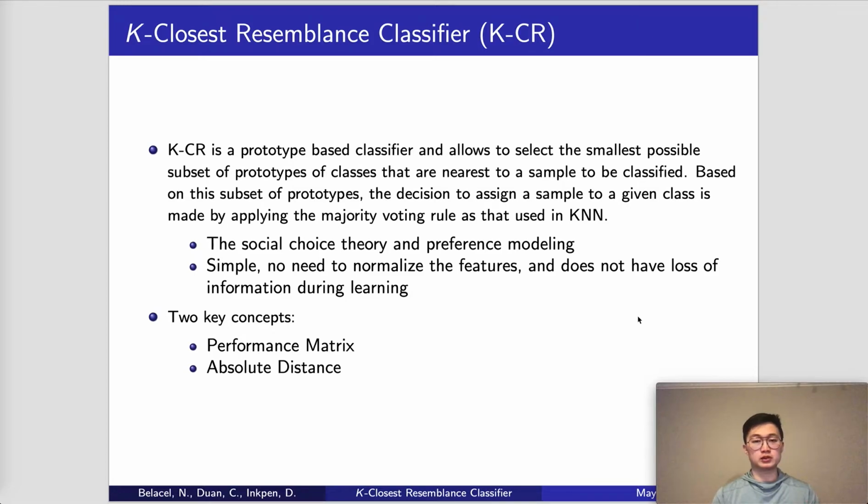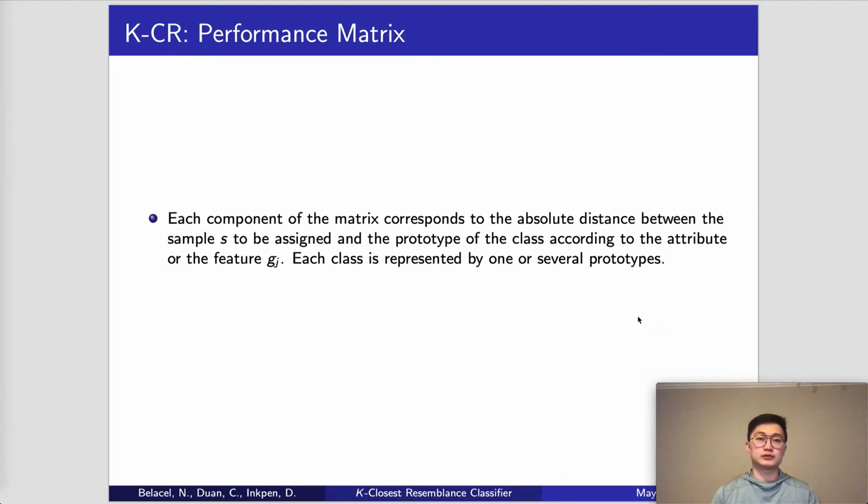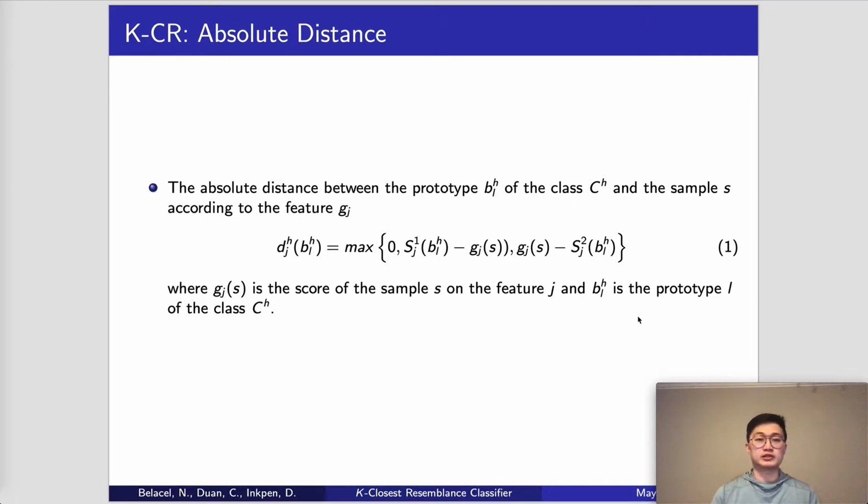Before the actual working procedure of the KCR, there are two key concepts we need to understand first: the performance matrix and the absolute distance. Each component of this matrix corresponds to the absolute distance between the sample S to be assigned and the prototype of the class, according to the attribute or the feature g. Each class is represented by one or several prototypes.